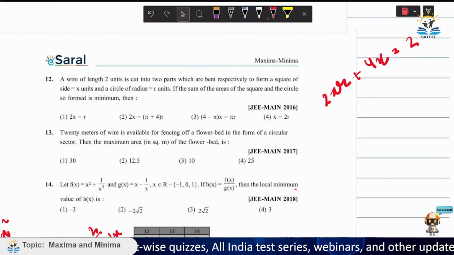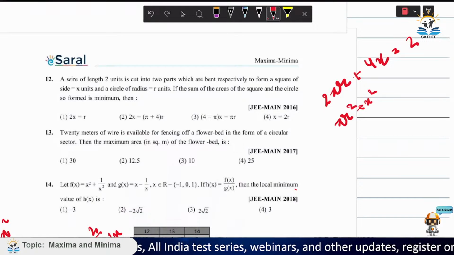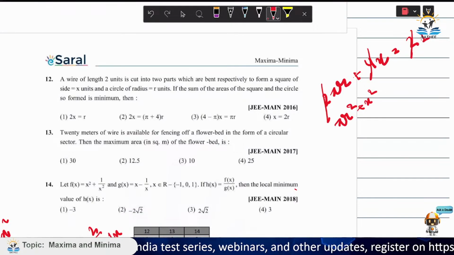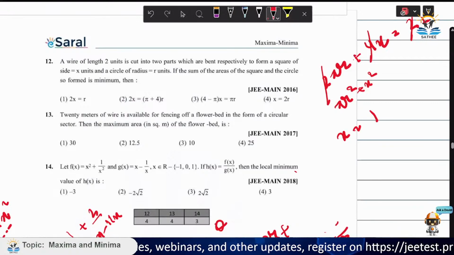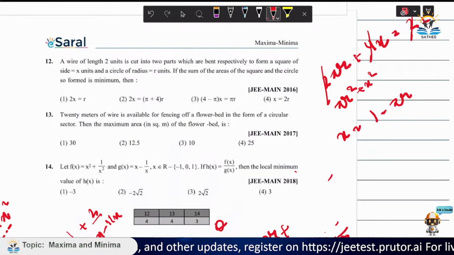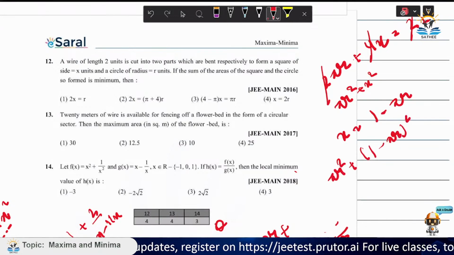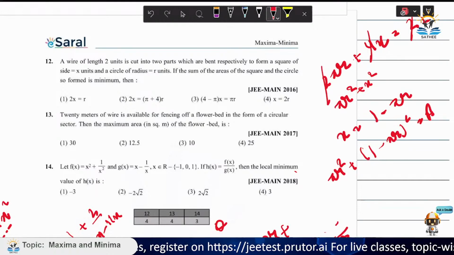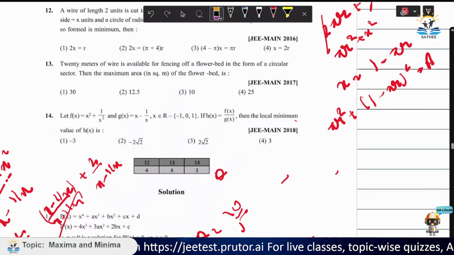And their area is minimum. So pi r square plus x square has to be minimized. So let's cut the 2 factor here and x becomes (1 minus pi r). So pi r square plus (1 minus pi r) whole square is our area and has to be minimized.